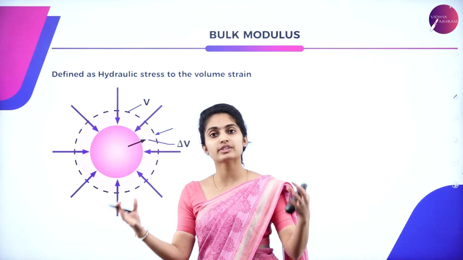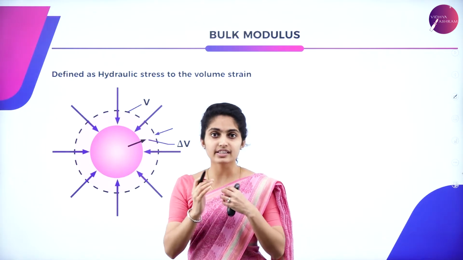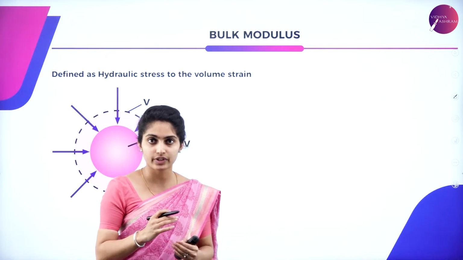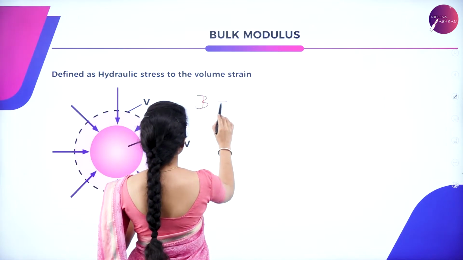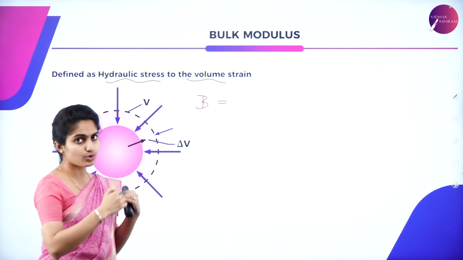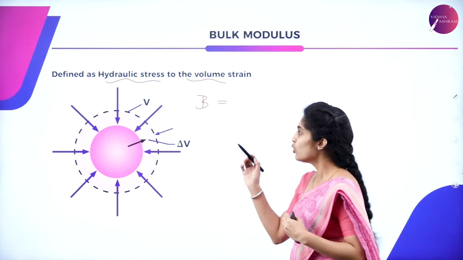So when the deforming force is applied on an object, what happens to the ball? It decreases in size, that is, its volume decreases, its volume changes. So in the case of bulk modulus, you can consider B is equal to the ratio of stress to strain, with hydraulic stress and volume strain.